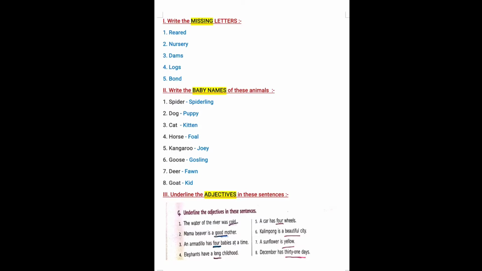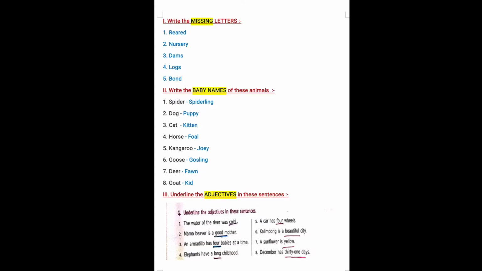Second Roman letter, write the baby names of these animals. First one, spider, and the baby name is spiderling. Second, dog, puppy. Cat, kitten. Horse, and the baby name of horse is foal. Kangaroo, joey. Goose, gosling. Seventh one, deer, fawn. Eighth one, goat, yes, it is kid.